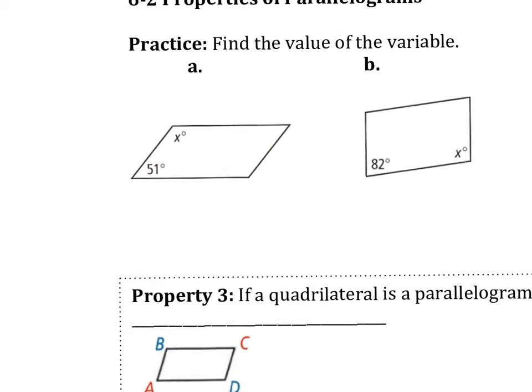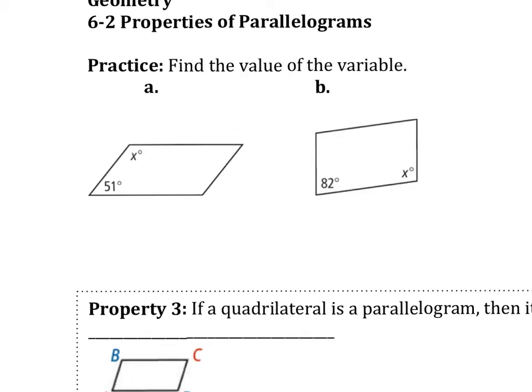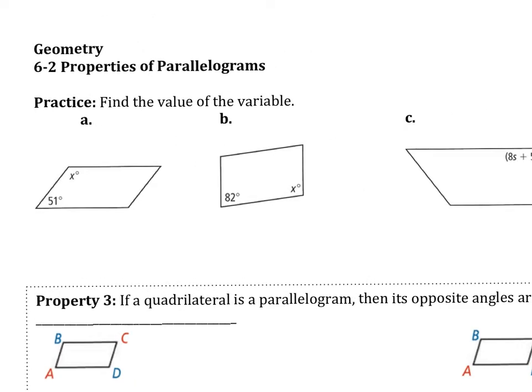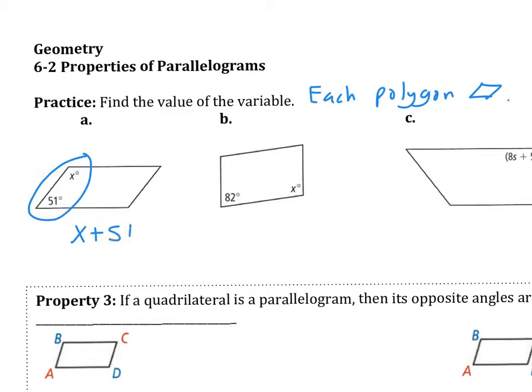Let's practice a little bit of what we just looked at: find the value of the variable. Quickly, we also need to make sure, and I'm going to put this in the instructions, that each polygon is a parallelogram. That should be written. If it's not, it's going to be hard to assume. So that's why I said that there. These two here are consecutive angles. So quickly, and this again is how we show work, we substitute into the formula like so, and then x is going to be 129. We don't need to write degrees because the degrees are already written next to the x.